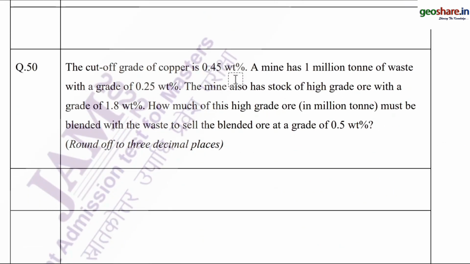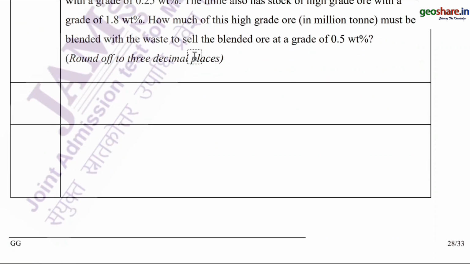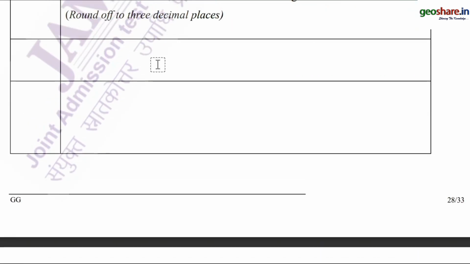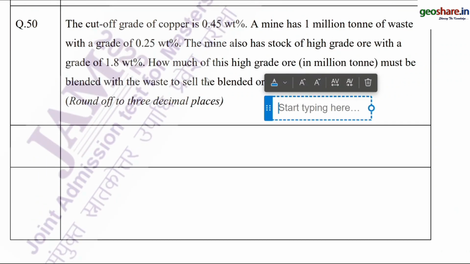The quarry produces copper at 0.5 weight percent, and the mine has 1 million ton waste with this grade. The mine also has struck high grade ore with grade 1.8 weight percent. How much of high grade ore in million ton must be blended with waste to sell blended ore at the grade 0.5 weight percentage? The answer is 0.191 to 0.193.